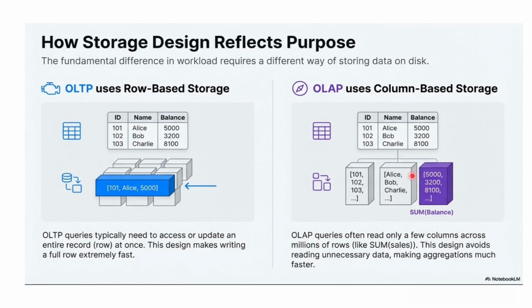Now, how is data stored? OLTP uses row-based storage and OLAP uses column-based storage. What it means is that every row, the row definition which we already read in previous videos, is stored together in row-based storage, and every column is stored together in column-based storage.